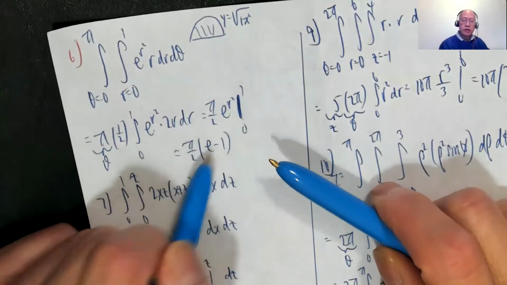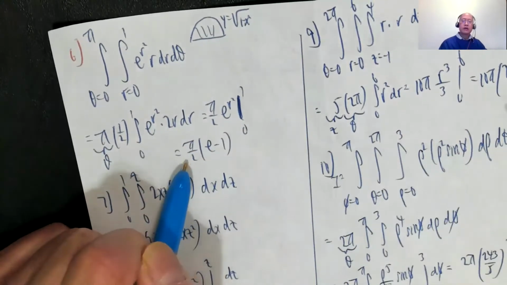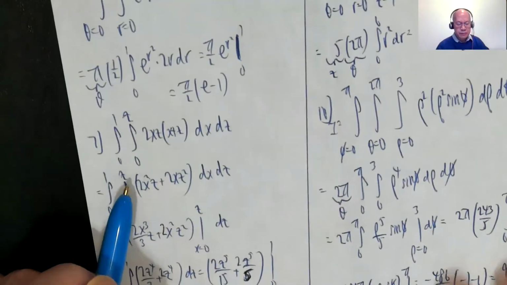Okay, so pi over 2, plug in 1, you get e. Plug in 0, you get 1. So the final answer is pi over 2, e minus 1.